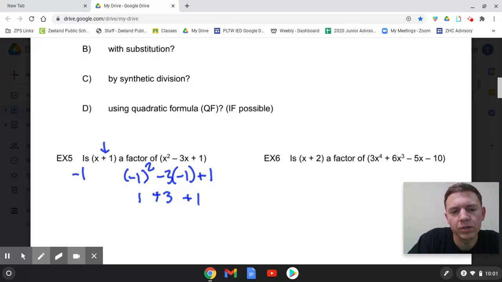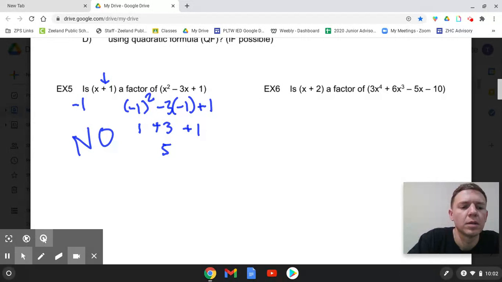1 plus 3 plus 1 is not 0. That's 5. So no, x plus 1 is not a factor. Let's try the next one. I'm just taking the opposite of x plus 2. Well, that'd be a negative 2.